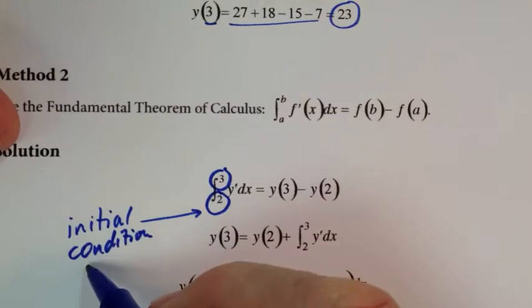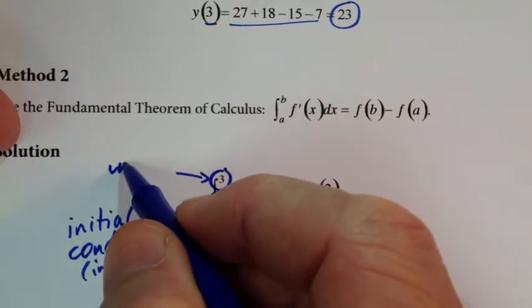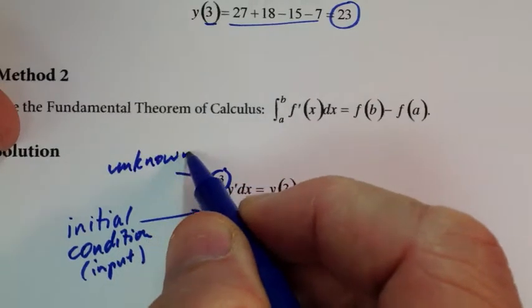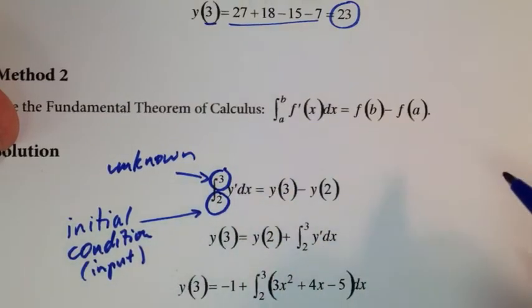Okay, that's the input. Okay, and this is our unknown. So we always put our unknown input in place of the upper limit of integration.